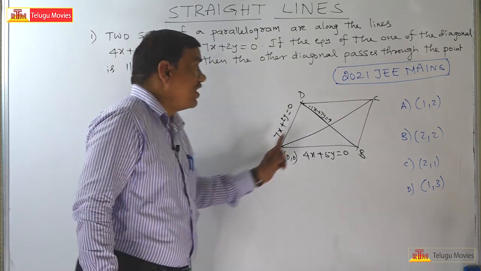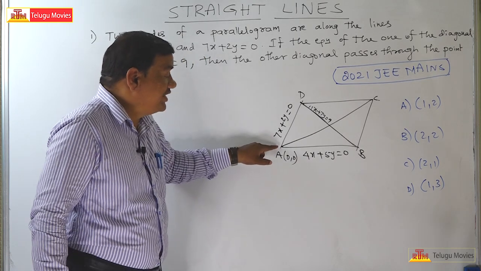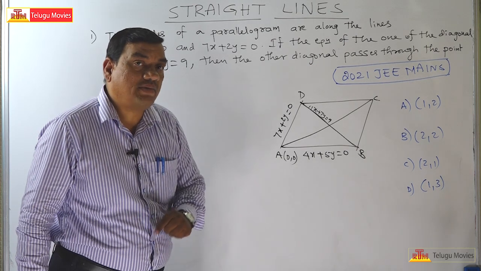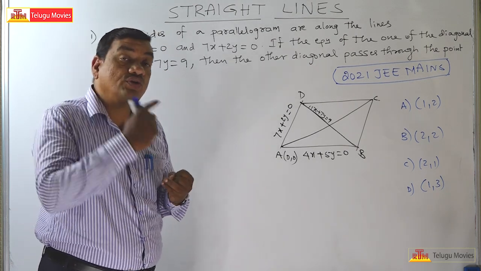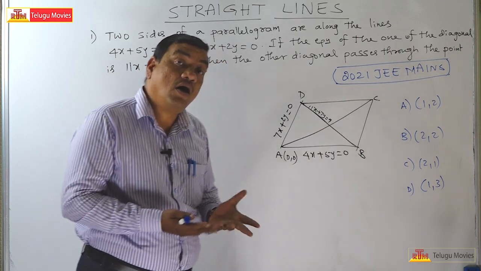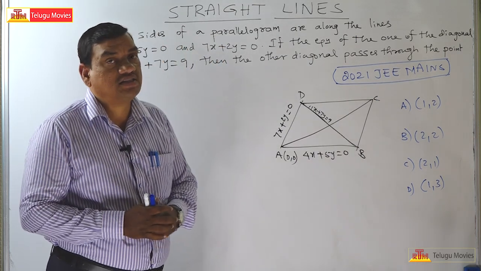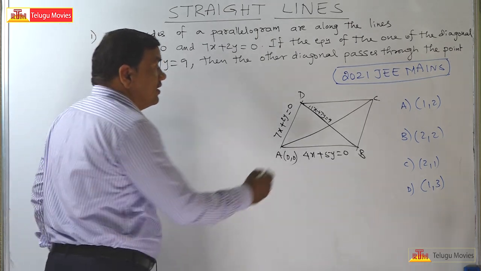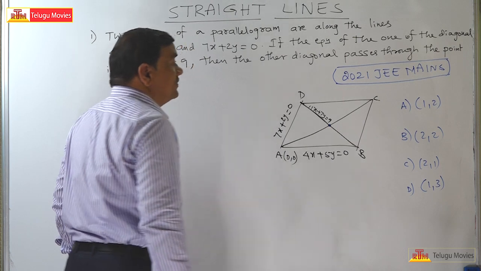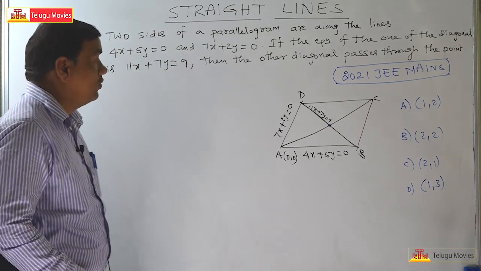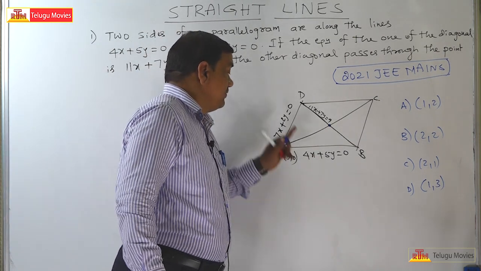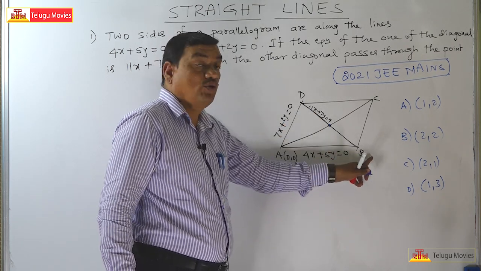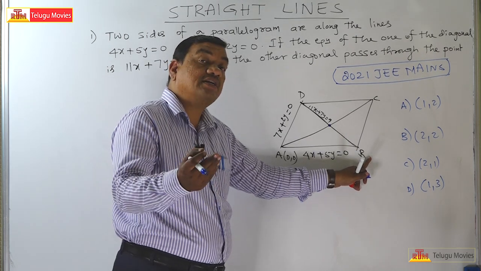Now, if you want to find out the equation of AC, it is clear that AC passes through the origin (0, 0). One point we know. So, we need the slope of AC or any other point on AC. Here it is easy to find this point, that is the point of intersection of the diagonals. How? By solving 4x + 5y = 0 and 11x + 7y = 9, we can get the coordinates of the point B.